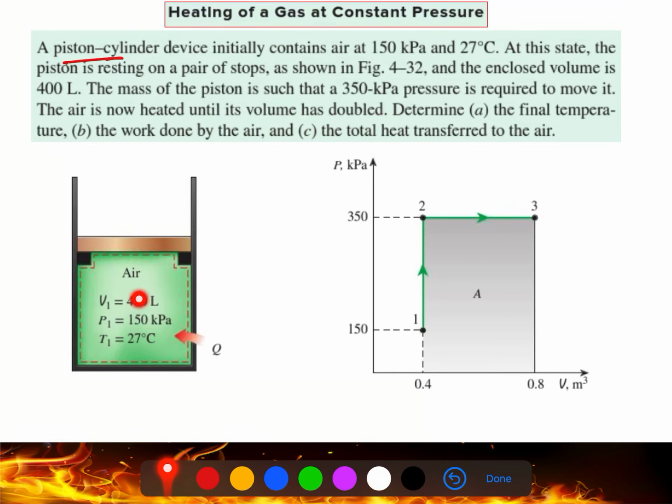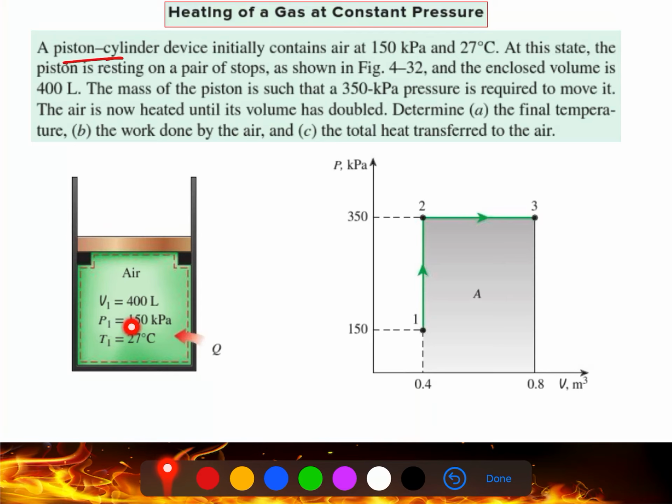The volume is given as 400 liter, that means it will be 800 liter. So the air is heated until the volume is doubled. The heat is supplied from the surroundings to this system, you can see this arrow here. So we need to calculate the final temperature.